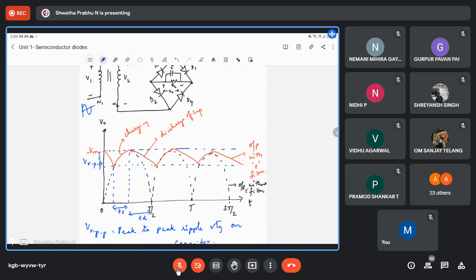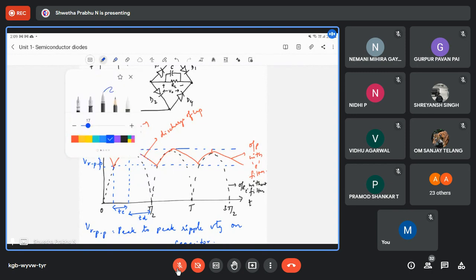Here, the black dotted line, whatever I have written, is the full wave bridge rectifier output. And the red graph is the filter output. That is the output with C filter, and this is the output without C filter. Now, you have to compare the output with C filter and the output without C filter.